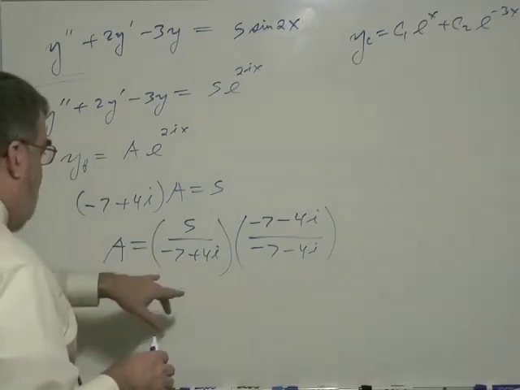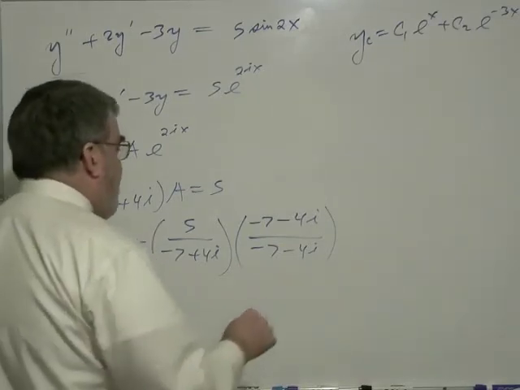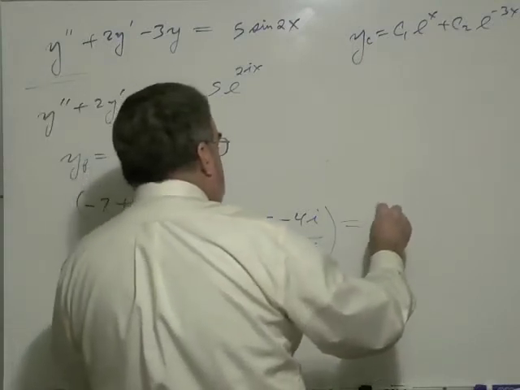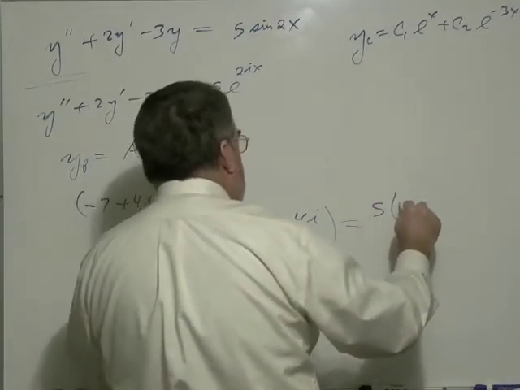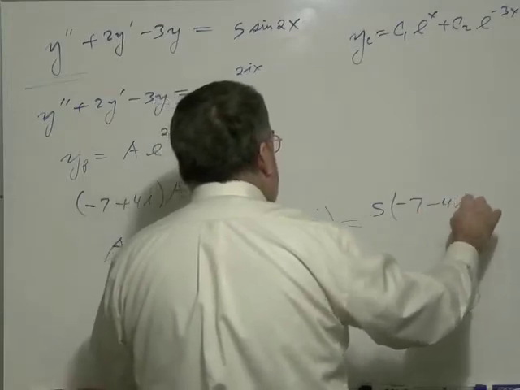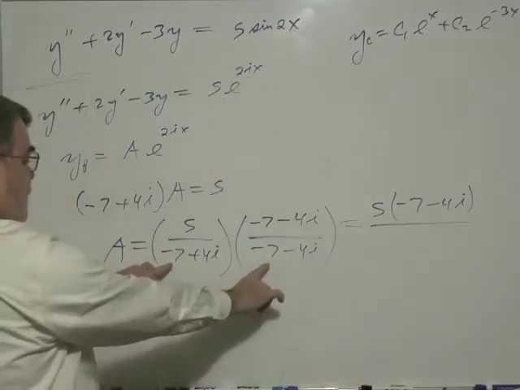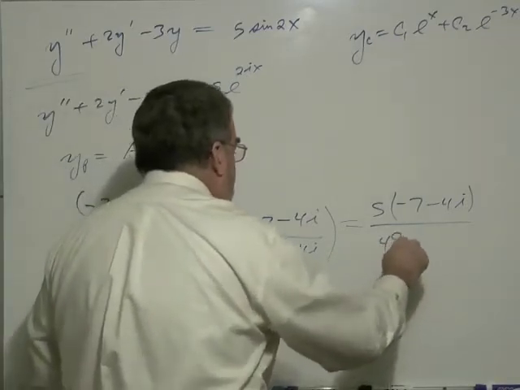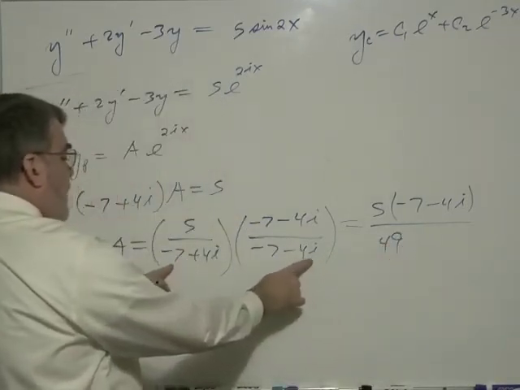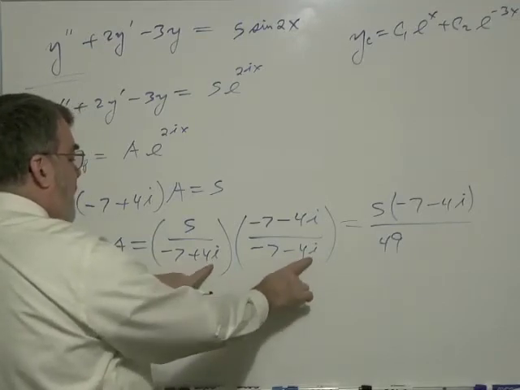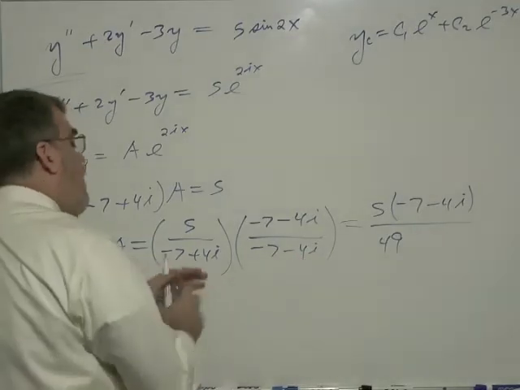Alright, so let's multiply this through here. I've got 5, for the moment I'm going to keep it factored. 5 parentheses negative 7 minus 4i divided by, down here I've got positive 49, positive 28i, minus 28i, those two cancel, and then minus 16i squared.